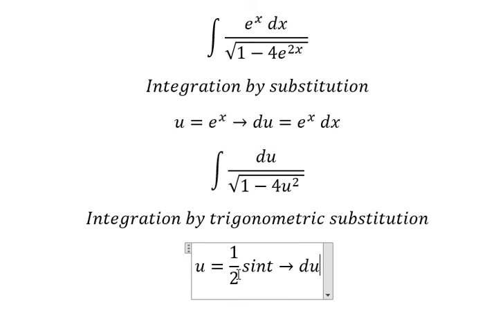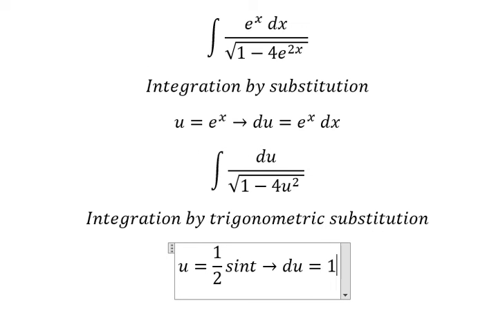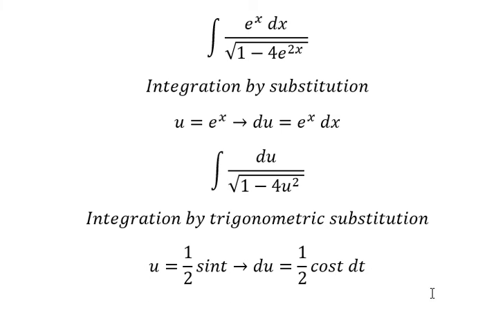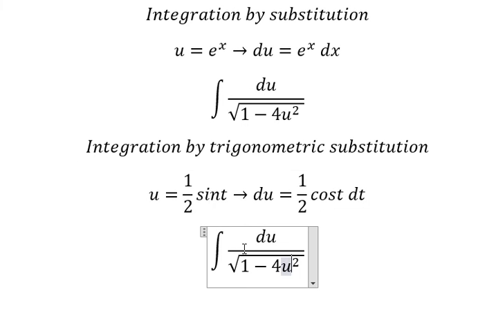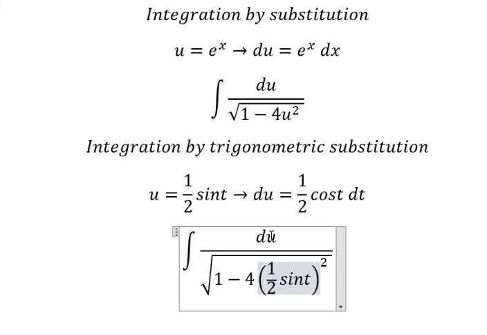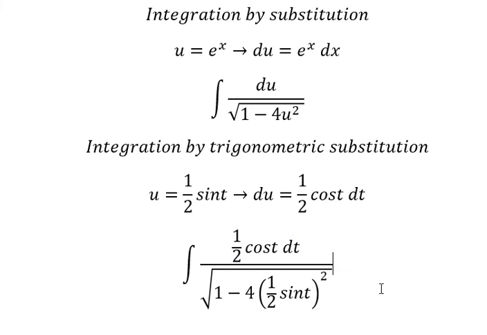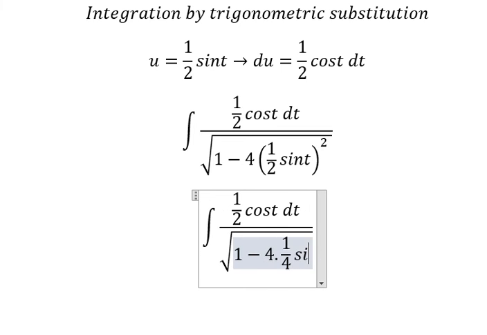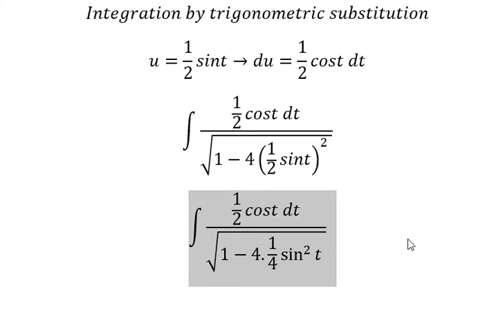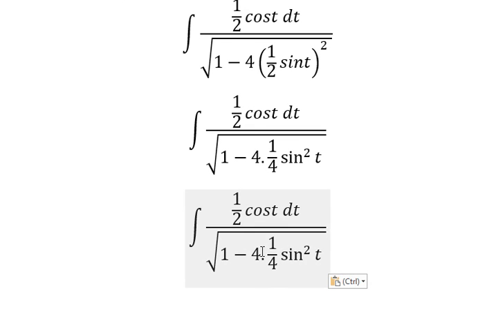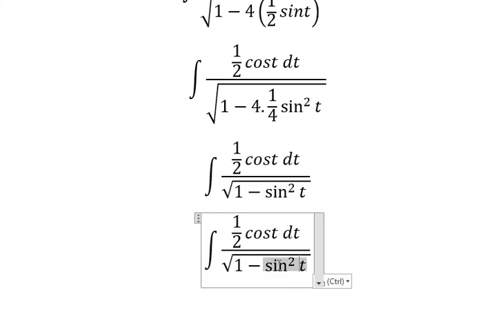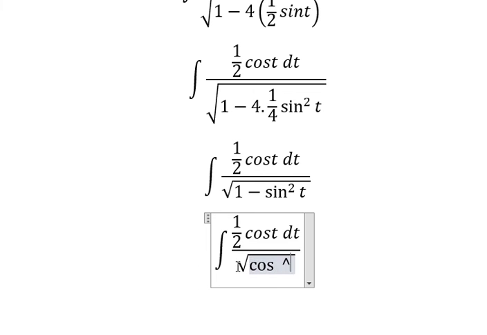We take the first derivative of both sides, and you get du equals 1 over 2 cosine t dt. This one we put in here. Du we change by this one. This one you get 1 over 4 sine squared t. The 4 we cancel. 1 minus sine squared t, you get cosine squared t.